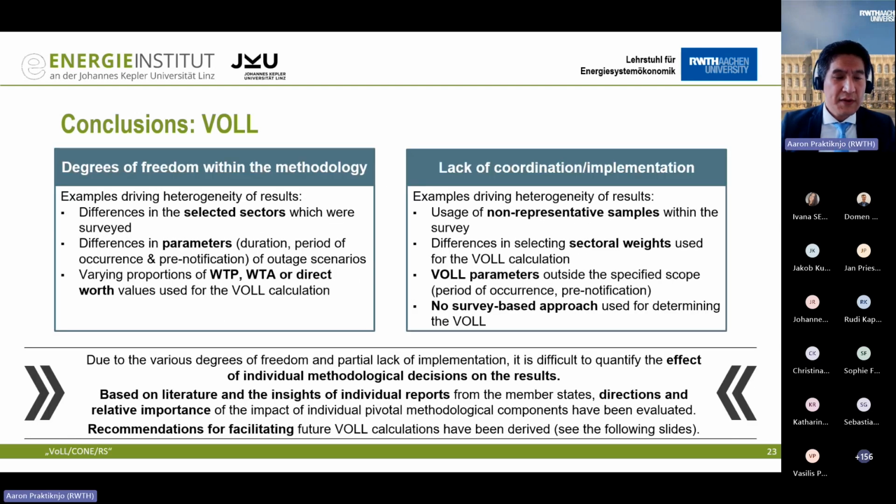So basically, we have 2 points: the degree of freedom within the methodology, which may be too high, and a lack of coordination and implementation. Yeah, so these are basically 2 reasons for the heterogeneity that we see that we cannot explain. So how do we move forward?